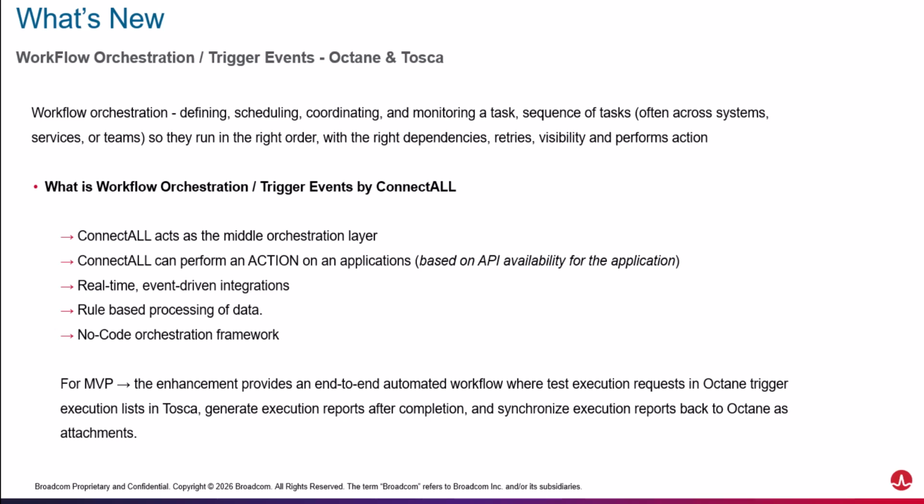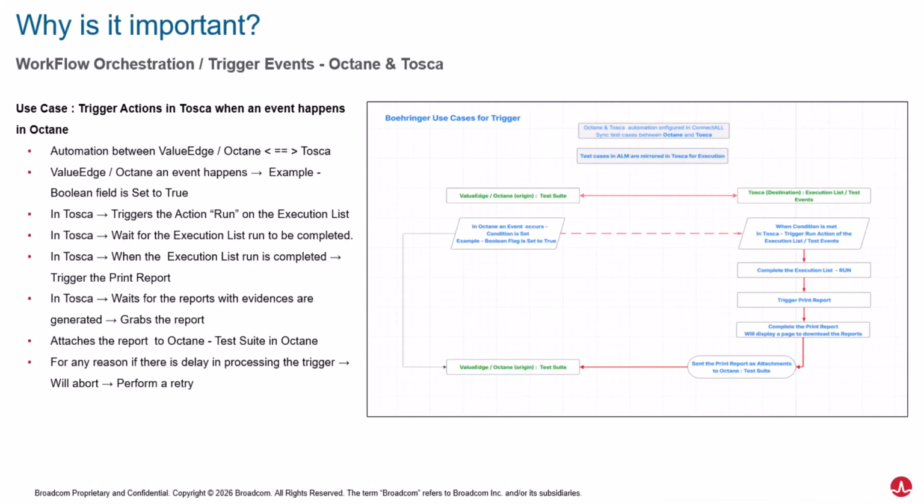When a test suite or a test manual is created and gets synchronized, we can do an automatic execution list on the Tosca side. Once the automatic execution of those test cases is completed, it'll generate a report. A report is a set of evidences, and ConnectALL can trigger the print report, wait for it to be completed, then gather those reports and send them to the respective test suite or test case in Octane. This is the flow we have done, very specific to one of our customers who asked for it. But as said, this is an enhancement that we want to keep building based on all the use cases we get in future.